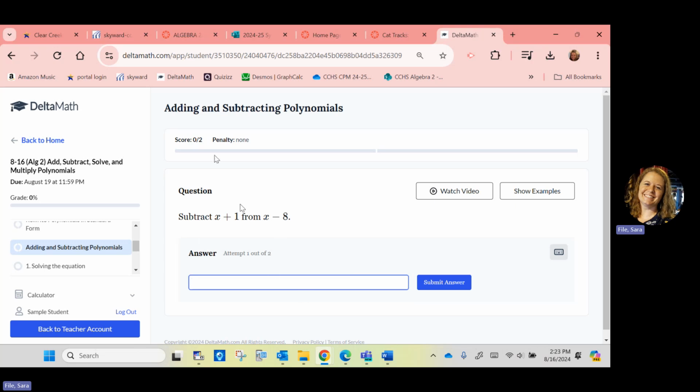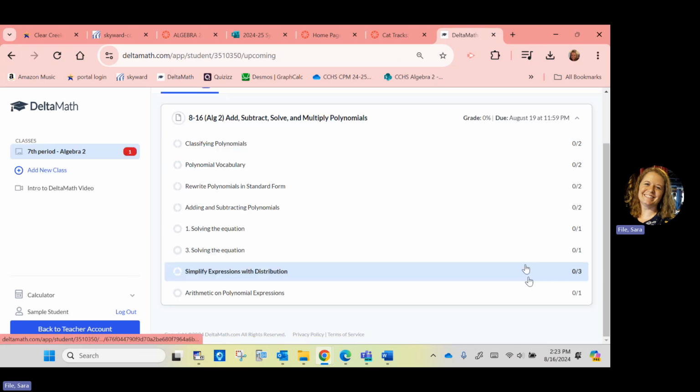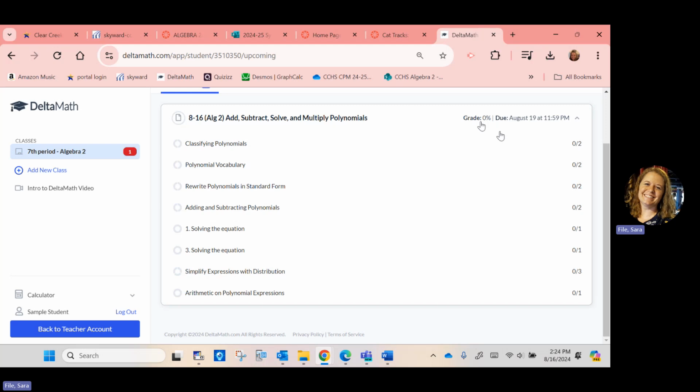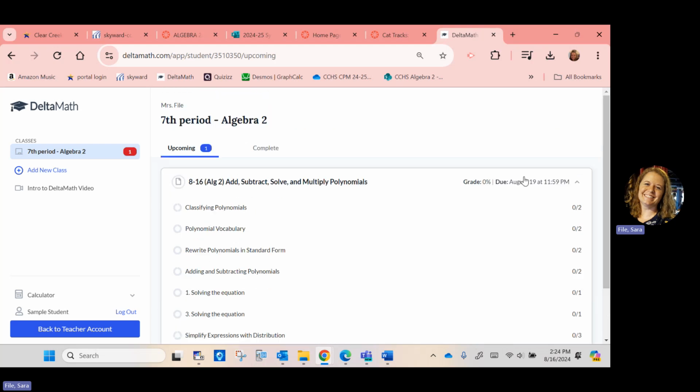Okay. Now, when you do get one right, that will change to 1 out of 2, and your percentage will update as you go. So as you get some of these done, you'll see your grade change right here. Okay, your due date is August 19th by 11:59 p.m. That is Monday. So you've got today, you've got the weekend, you've got Monday to get this completed. Okay, use your notes, use that example button and that video button, and y'all get to work. Y'all have the rest of class to work on that. Okay.